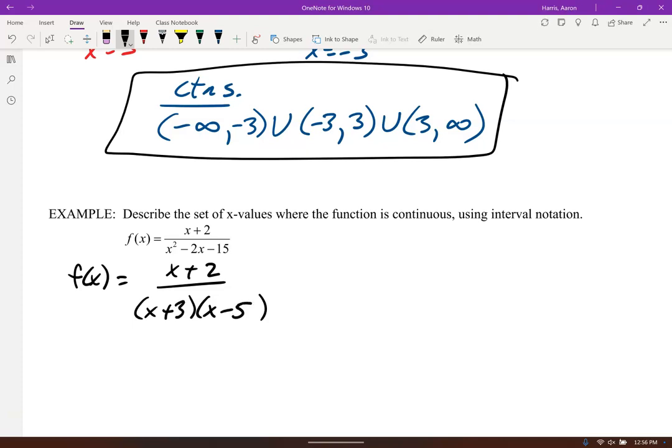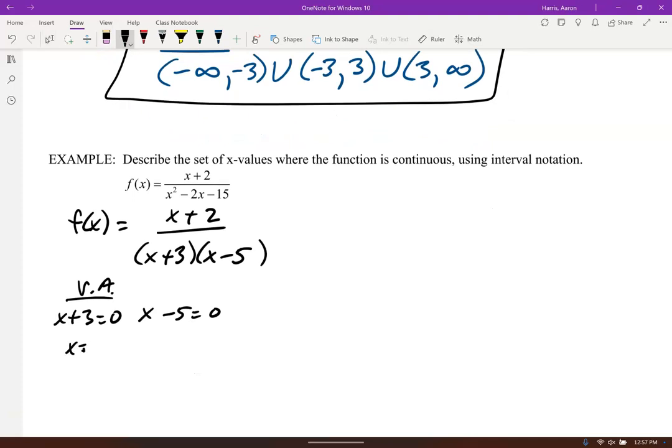x squared minus 5x plus 3x minus 15. Sure enough, that's your x squared minus 2x minus 15 properly factored. So it does not look like we have a hole. Nothing cancels, so we just have two vertical asymptotes on this. So we're discontinuous at -3, and both of these are non-removable discontinuities, right?